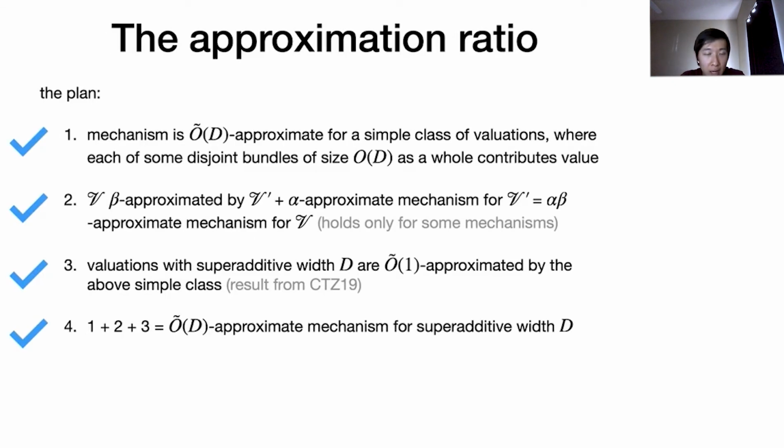So now we have all three prerequisite steps, and we put them together. That gives the desired D polylog m approximation ratio for valuation functions that are superadditive with D.